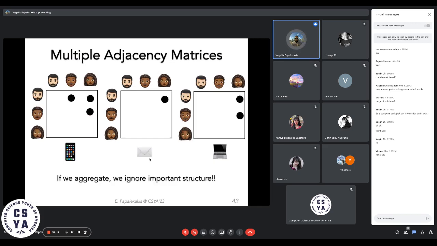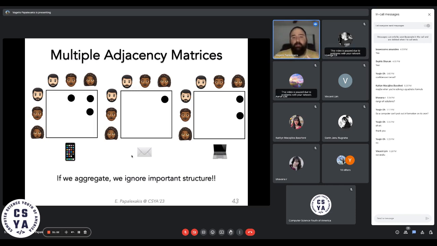However, we have multiple such data sets, multiple such matrices, multiple such views of the data. And the problem is that if we ignore that, and let's say we sum those up and take an aggregated version of this, then we lose the fact that those people are texting and those people are emailing and so on and so forth. So we ignore this important structure that hopefully will be useful to us, right?